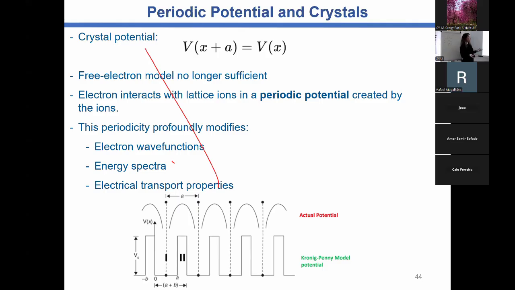that depends on the atom composition, on the material composition, and on the electron position in the orbit also. So this is the basis for the Bloch states.